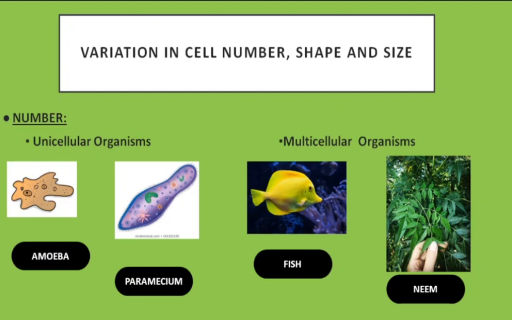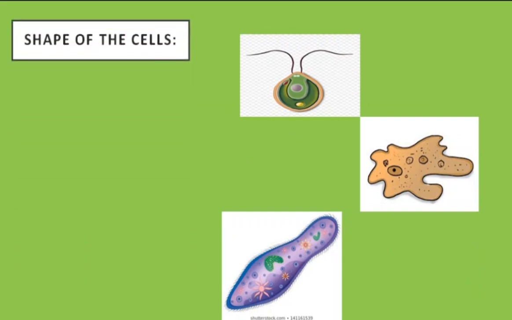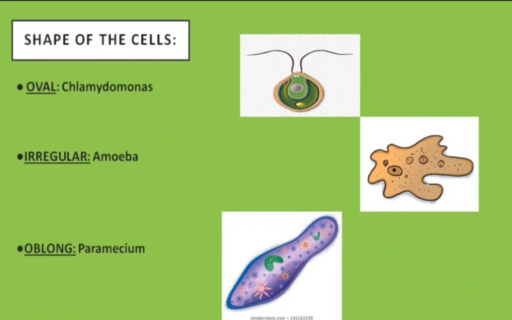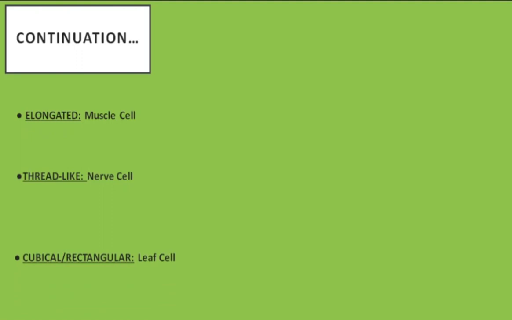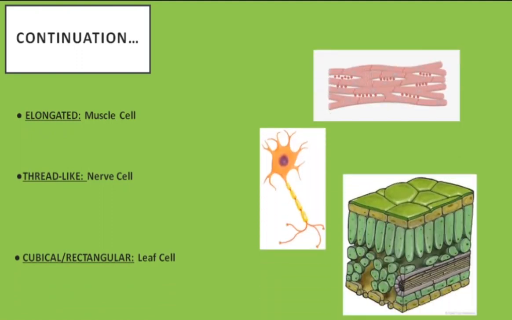fish, neem. Next comes your shape of the cells. As you can see in the picture, the oval shaped cell, the example is Chlamydomonas. The irregular shaped cell is your amoeba, and the oblong shaped cell is your paramecium. Next comes your elongated cell, that is your muscle cell, thread-like structure, that is your nerve cell, and the last one is your cubical, or you can say rectangular cell, the example is your leaf cell.